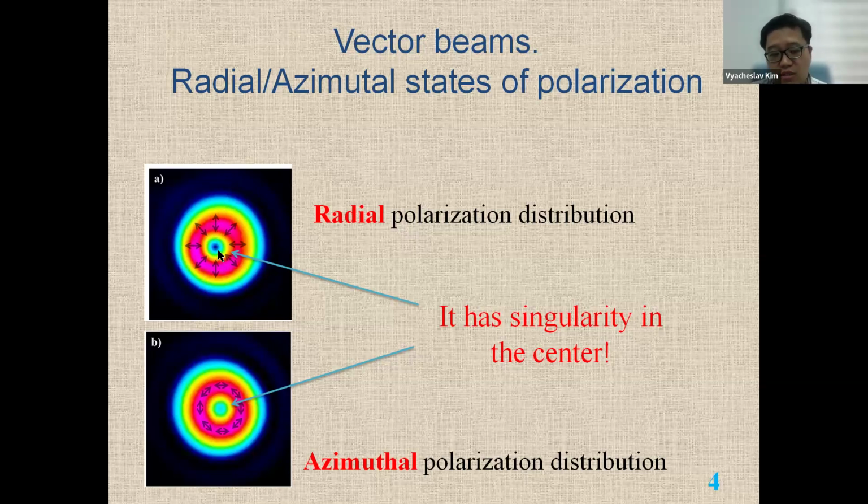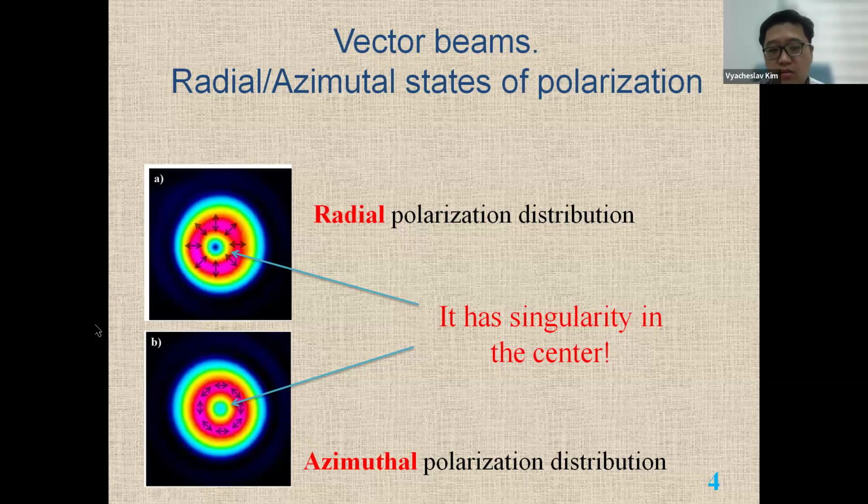That's why in the center we have a singularity: if we continue these lines towards the center, we will have a polarization state with direction at all sides at the same moment, which is of course impossible. Another state of polarization is the azimuthal polarization distribution. Vectors of polarization form circles from the center to the edge again and again. In the center we will have a singularity, because otherwise we will again have an undefined polarization direction. So this is a vector beam.